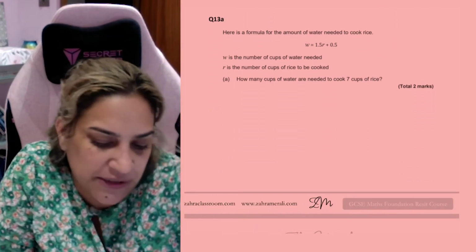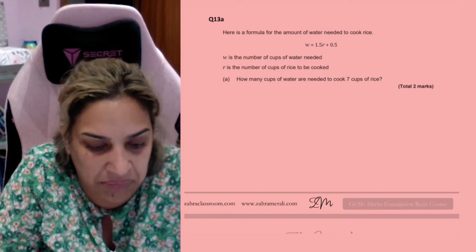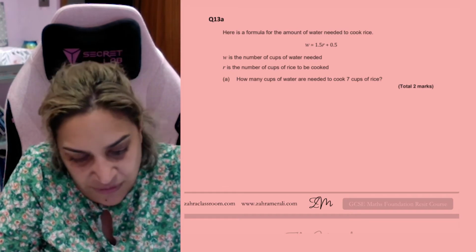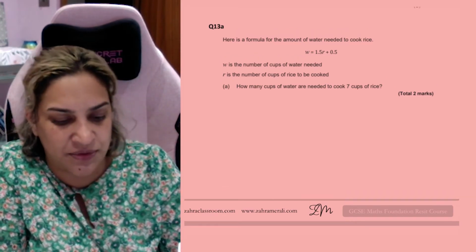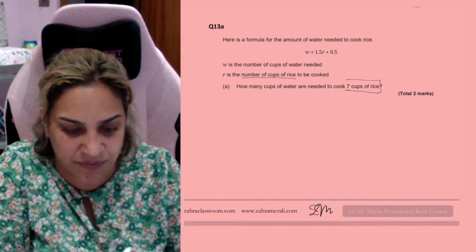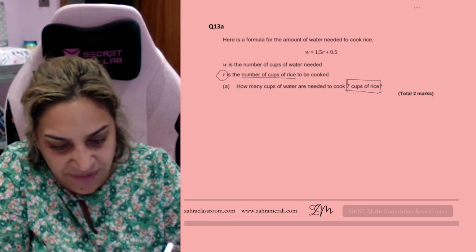Here is a formula for the amount of water needed to cook rice. W is the number of cups of water we need. R is the number of cups of rice. So we've got 7 cups of rice, so wherever there is an R, we want to put a 7.